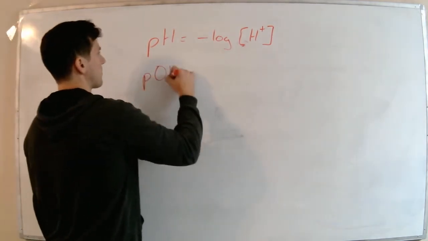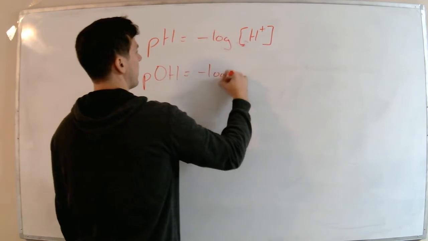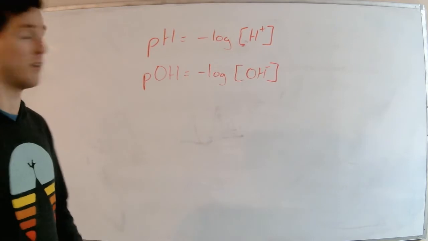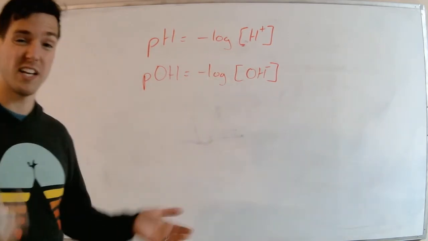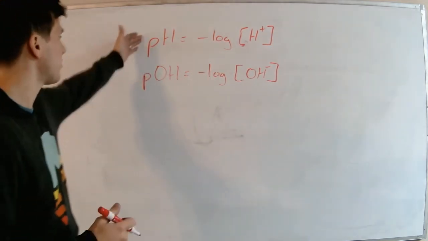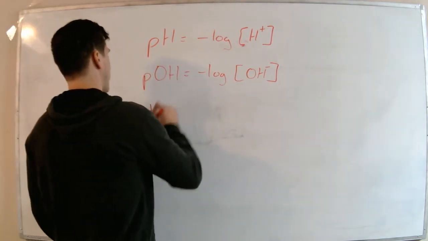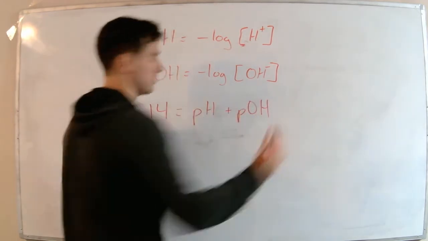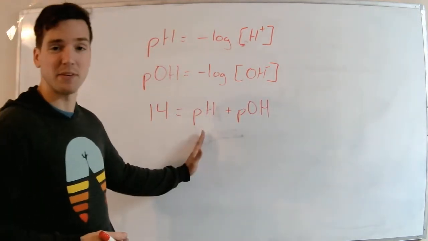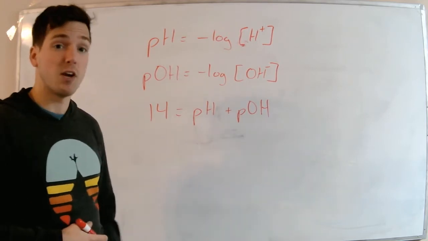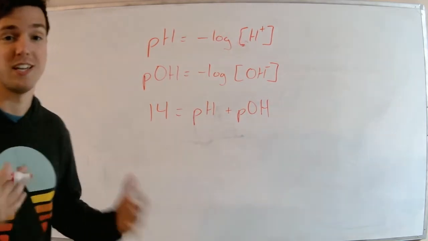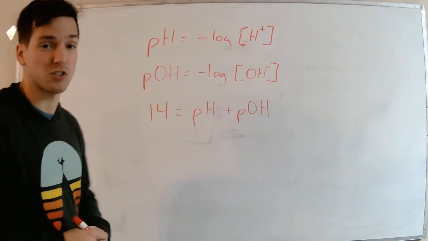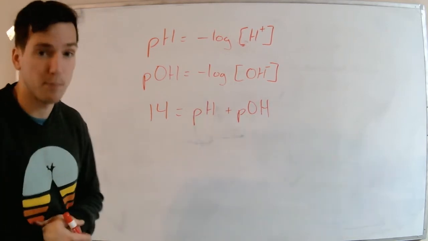pOH is the negative log of the concentration of the base. So if we have the concentration of the base, we negative log it, it'll give us the pOH. And then to relate these two, we know that 14 equals pH plus pOH. So if we have a pH of 1, that means our pOH is 13. If we have a pOH of 2, that means our pH is 12. So all you have to do is subtract your pH from 14 to get pOH, or subtract your pOH from 14 to get pH.